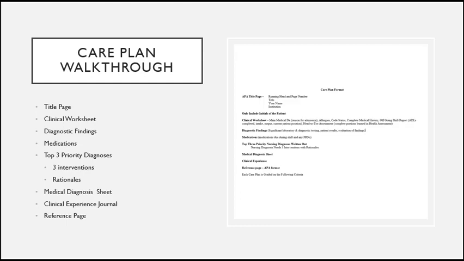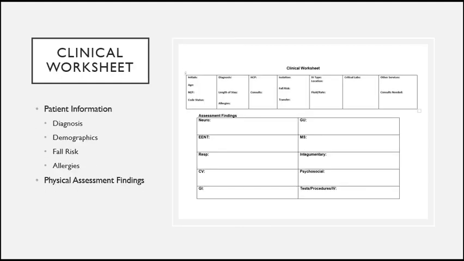But in all cases, the care plan packet looks like this. You will have a title page, you'll complete a clinical worksheet, you'll have a page that lists out diagnostic lab and diagnostic findings from your patient, medications. You'll put some nursing diagnoses together to include interventions and rationales. You'll tell us a little bit about the medical diagnosis itself, and then journal some about your experience, and of course, a reference page. The clinical worksheet has demographics about your patient, their fall risk, allergies, if they have an IV, that kind of thing, as well as your personal physical assessment findings.